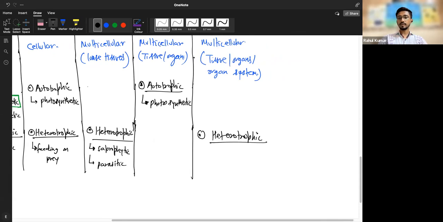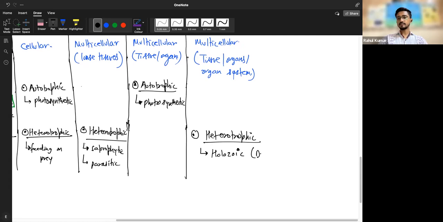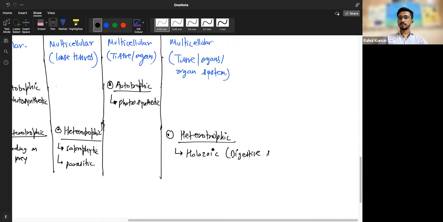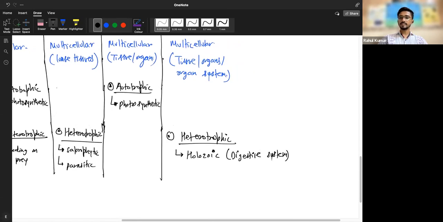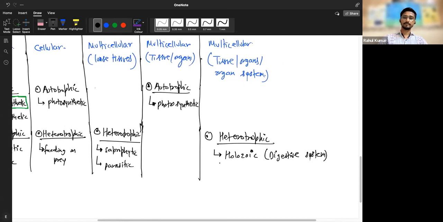And animals also feed on other live animals, but that is called predation. Holozoic. The word holo means complete. So we eat complete food, the full food, and then we digest it in our body. So holozoic organisms have a digestive system, because if you are eating everything complete, you have to digest it in the body.